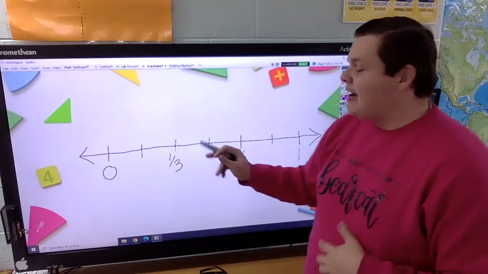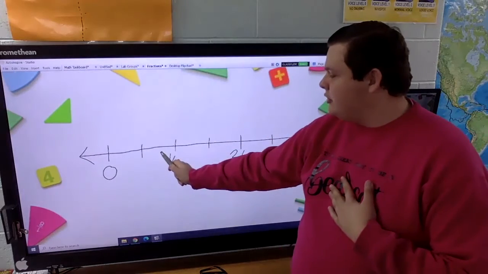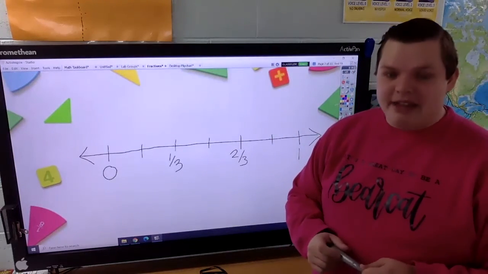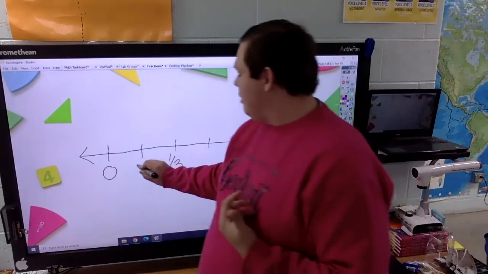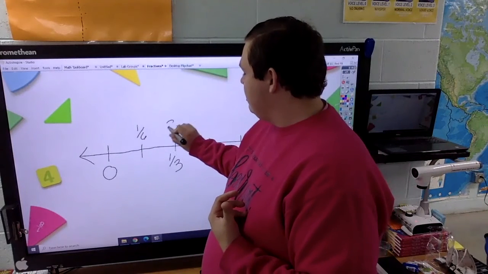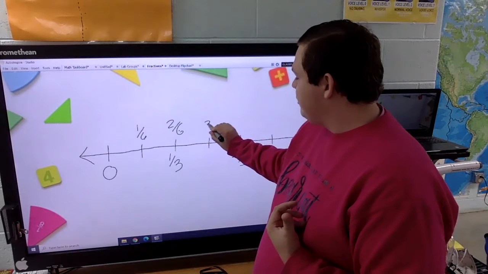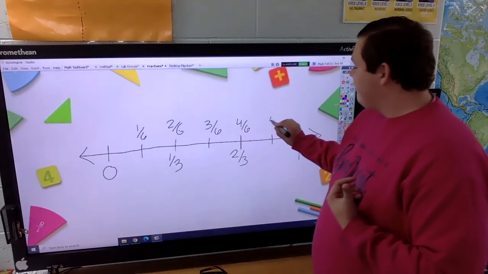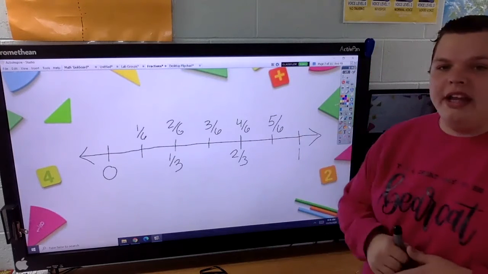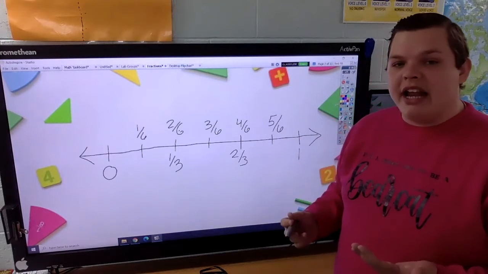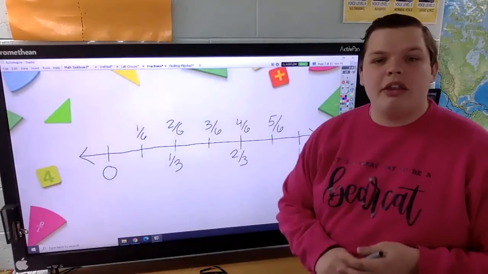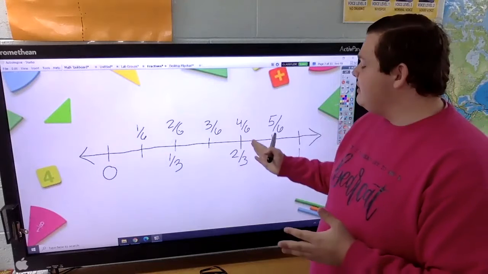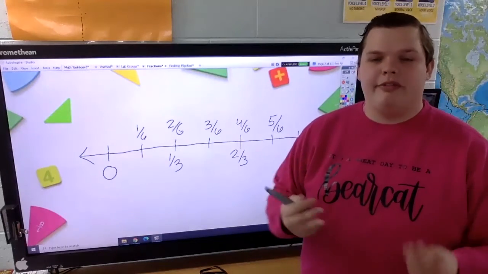So now I have 6 spaces. 1, 2, 3, 4, 5, 6. Those 6 spaces now can be 1/6, 2/6, 3/6, 4/6, 5/6, and then the whole is 6 out of 6. So now we can actually see that 2/6 and 1/3 are equivalent fractions. They're on the same part in the number line. We can see that 2/3 and 4/6 are equivalent fractions.